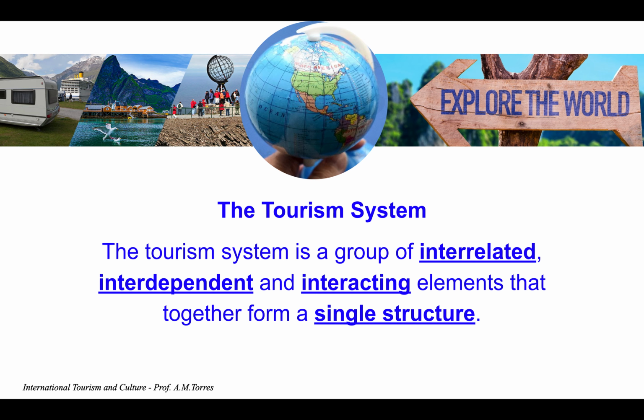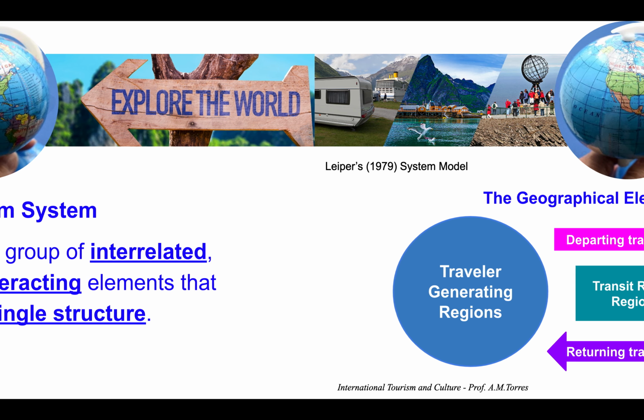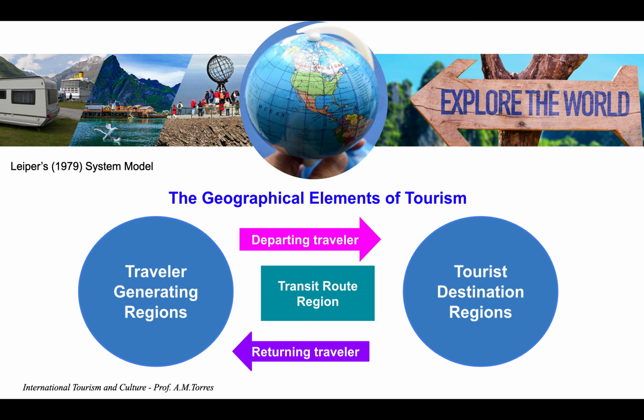Okay? Now, these businesses form a single structure to have the tourism system. Okay? Is that clear? Now, let's move on to an illustration here created by Leiper in 1979, which is known as the systems model or the system model.